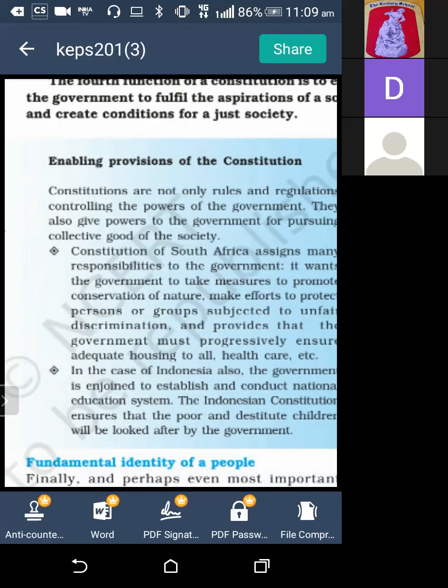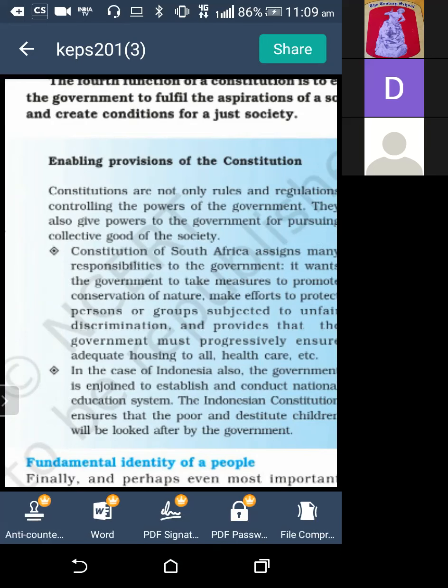The basic fact is that it should give you a just society, an equal society, without discrimination. The constitution should ensure that every individual is satisfied with the government, and the fundamental rights should be equal for everyone, right? So constitutions are not only rules and regulations controlling the powers of the government, they also give powers to the government for pursuing the collective good of the society. I said the collective good of the society.